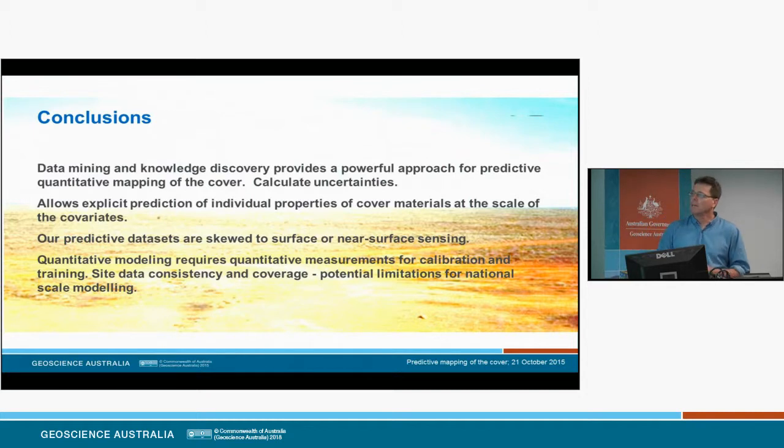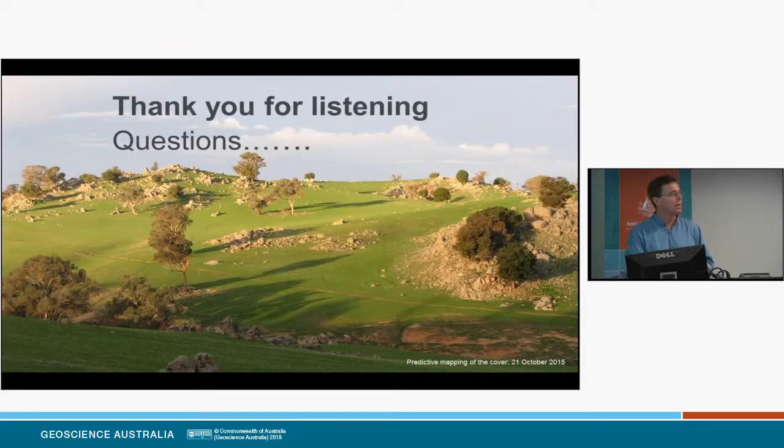And finally, quantitative modelling requires quantitative measurements for calibration and training the data. I use the example of surface geochemical survey data. It's very precise information and it's consistent for that area. But if we're trying to run national models of surface geochemistry or predictions, we need to consider the consistency of those geochemical surveys and the coverage. Do they represent the variations that we see in the covariate space? So there might be potential limitations for future upscaling of these methodologies. Thank you very much.